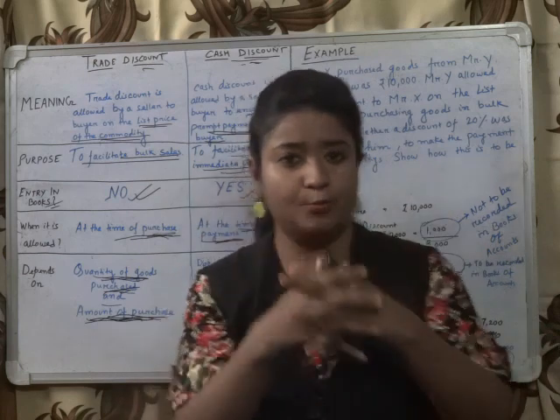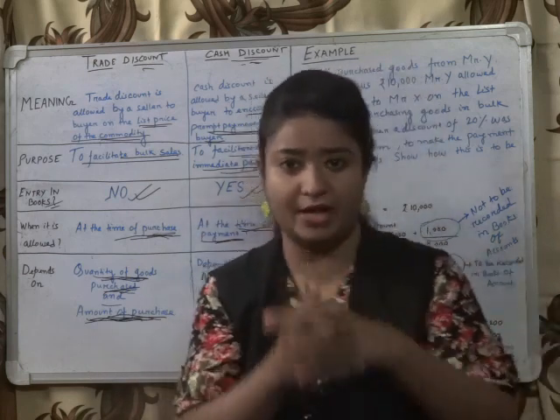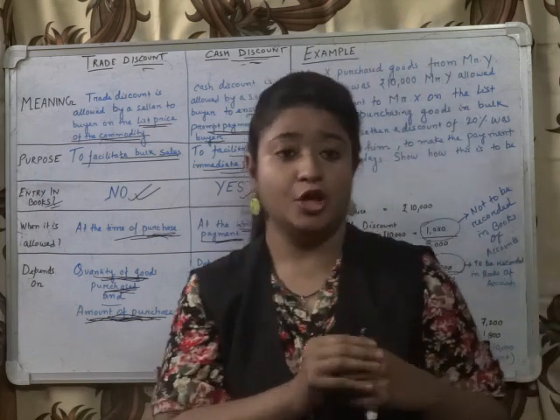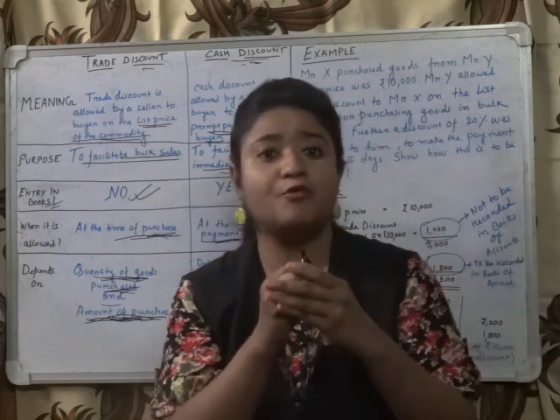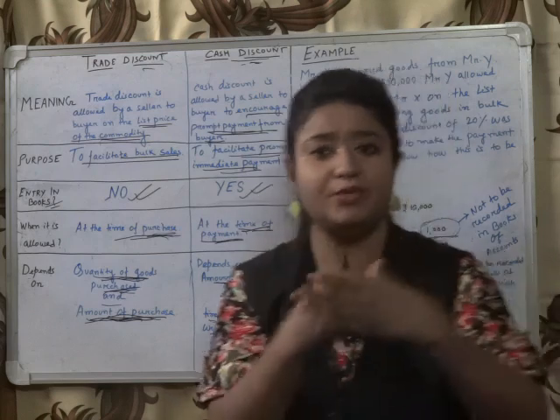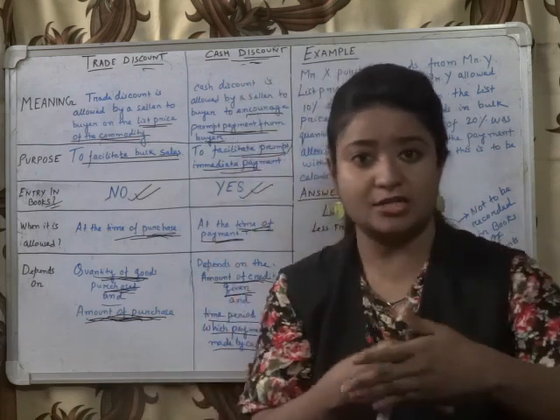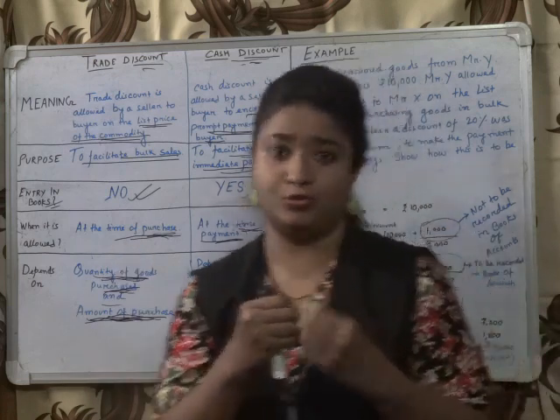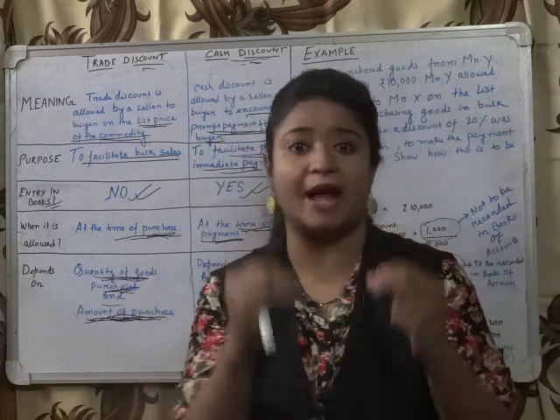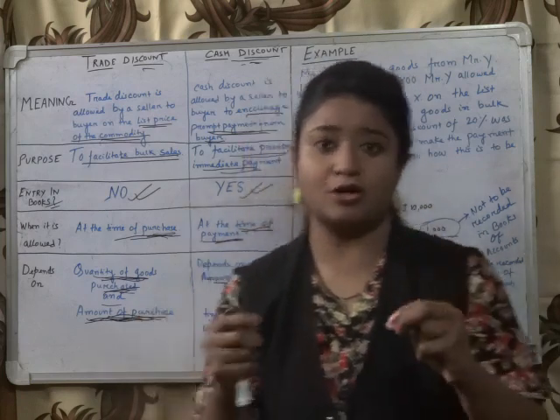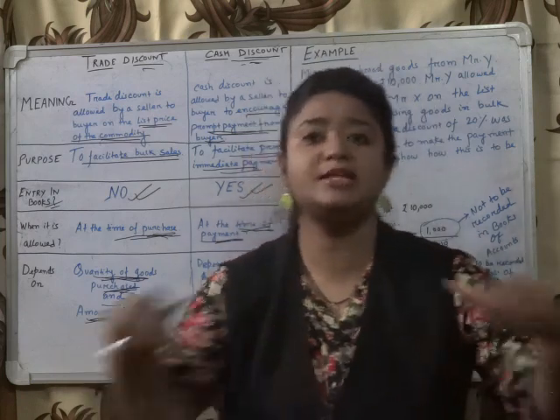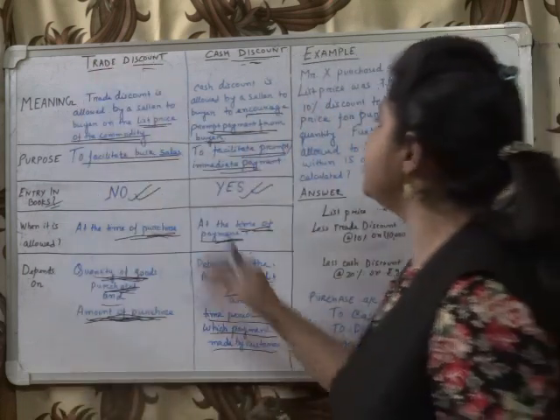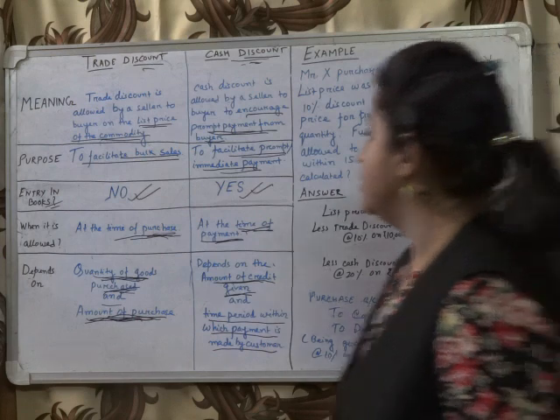If you provide me 8,000 rupees within 15 days, I will give you 10% discount. But if you do not provide me 8,000 rupees within 15 days, or you provide later than 15 days, then I will not provide any discount to you. So why is it being done by the seller? Because to get the payment immediately. Okay. Now that was basically the difference between trade discount and cash discount.